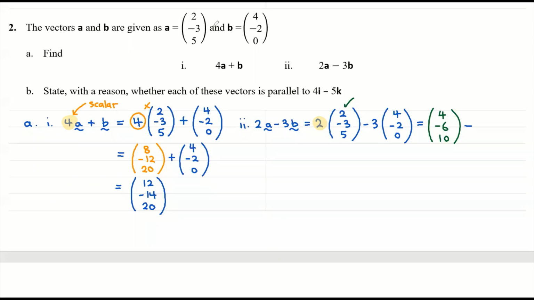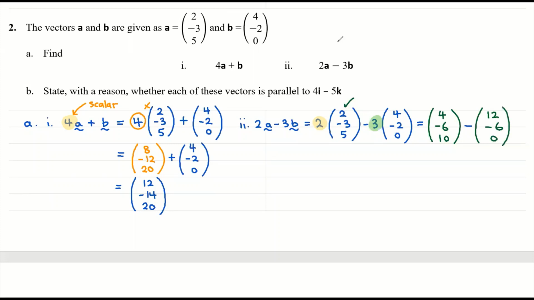You could also add and multiply the vector by -3 if you want to, but I'm going to leave the negative there and just multiply by 3 inside the vector. You can do either, it doesn't matter. All right, so 3 multiplied by everything, that's going to be 12. 3 multiplied by -2 is -6. And 3 multiplied by 0 is 0.